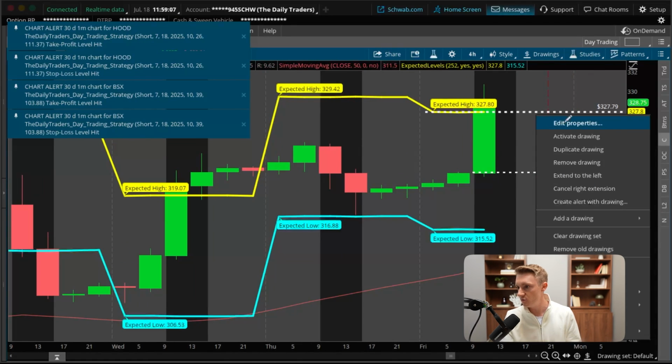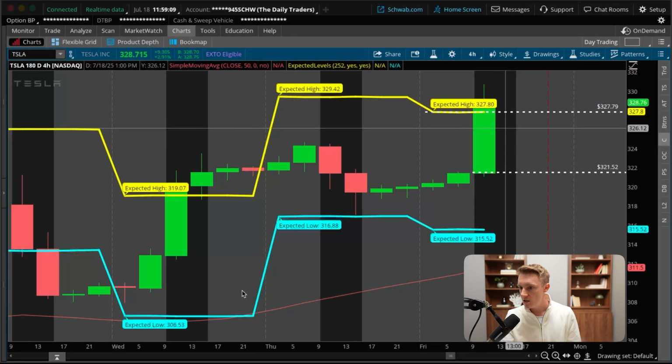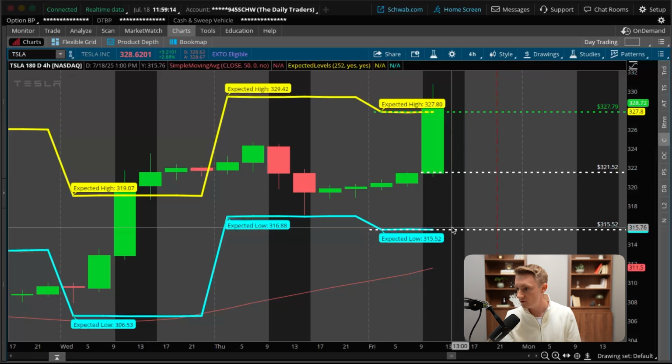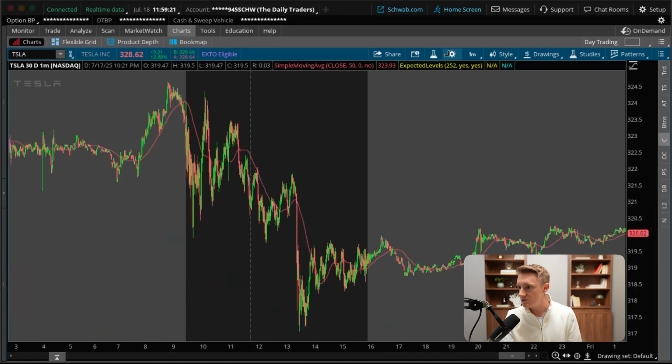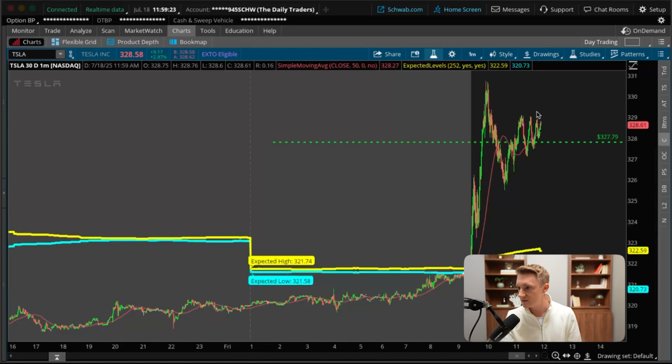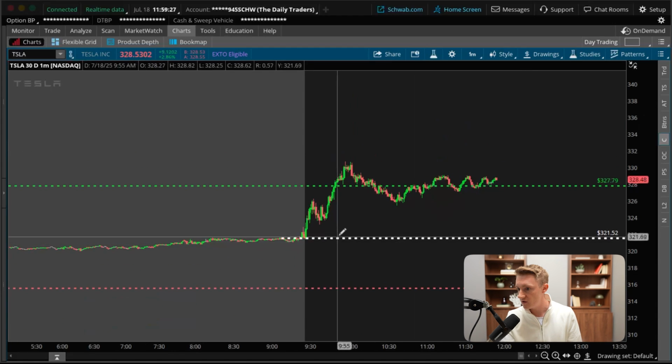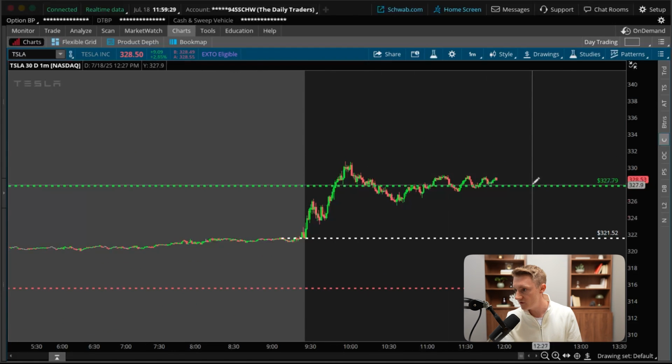So again, if you want to make this more visual, if you're long, you can make this green. That's going to be your take profit. And then you can draw another level here at your stop loss. You can make this red, and then you can even hop onto a 1-minute time frame and you can remove the expected levels if you don't even want to look at that at all. But now you've got your trade plan off the open, long on Tesla, take profit at 327.79, stop loss at 315.52. So at this point, you should understand how to use this indicator.